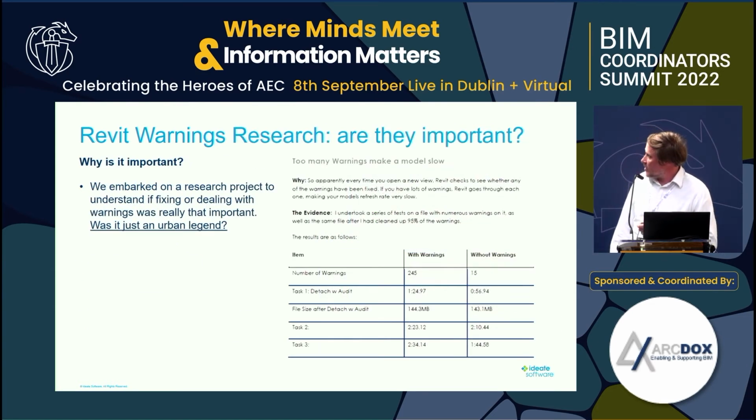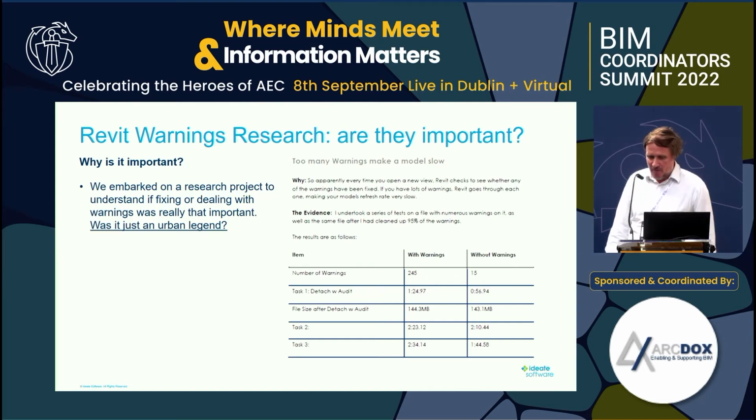So we did a little bit of research into this. Is it a myth that too many warnings make a model slow? You hear this all the time on blogs and online posts, etc. So we did some testing internally, and the answer is yes, they do make your model slow. As you can see, the example there shows a model with some warnings and then a model without the warnings. And we did a number of tasks and timed those tasks to see how the model performed with those warnings and without the warnings. So the fewer warnings will make your models run smoother.